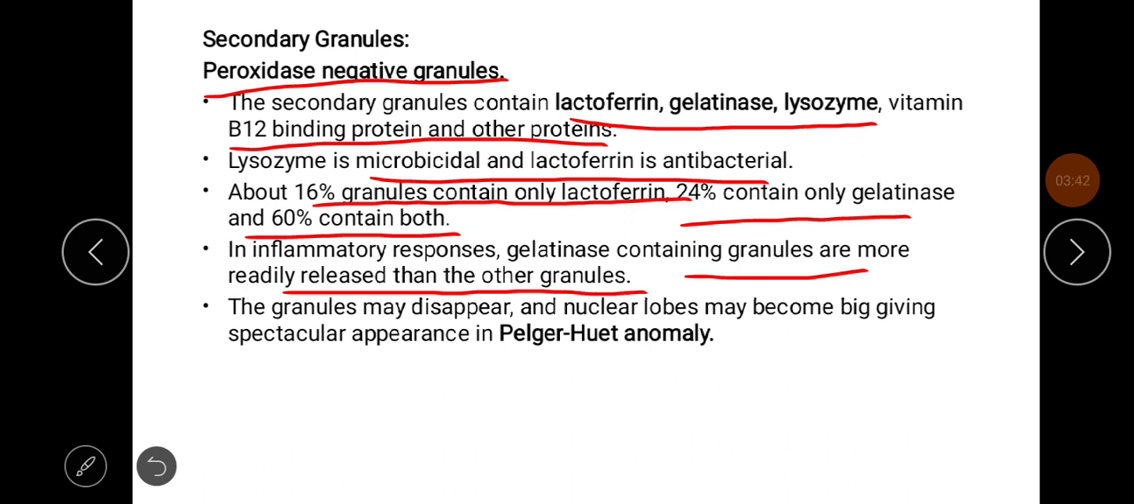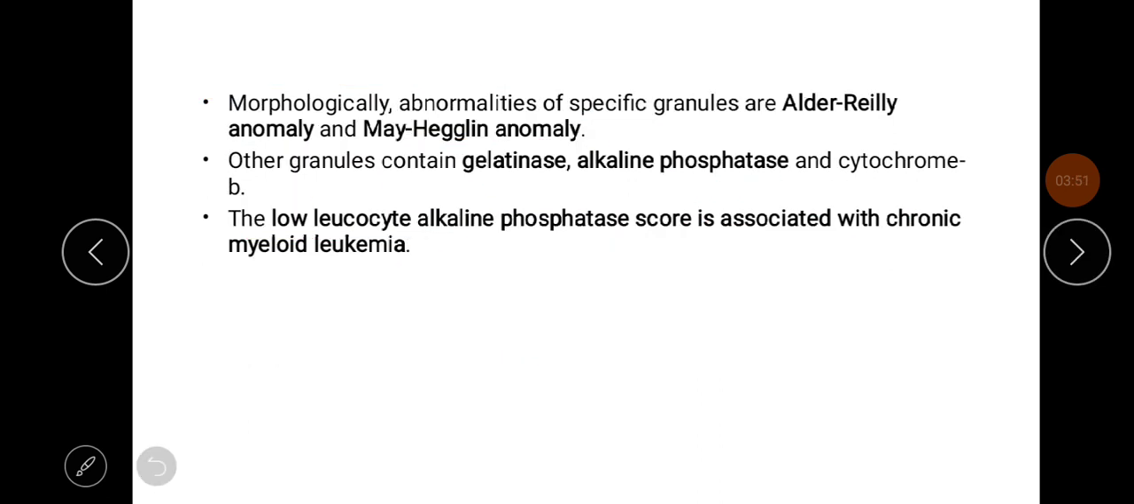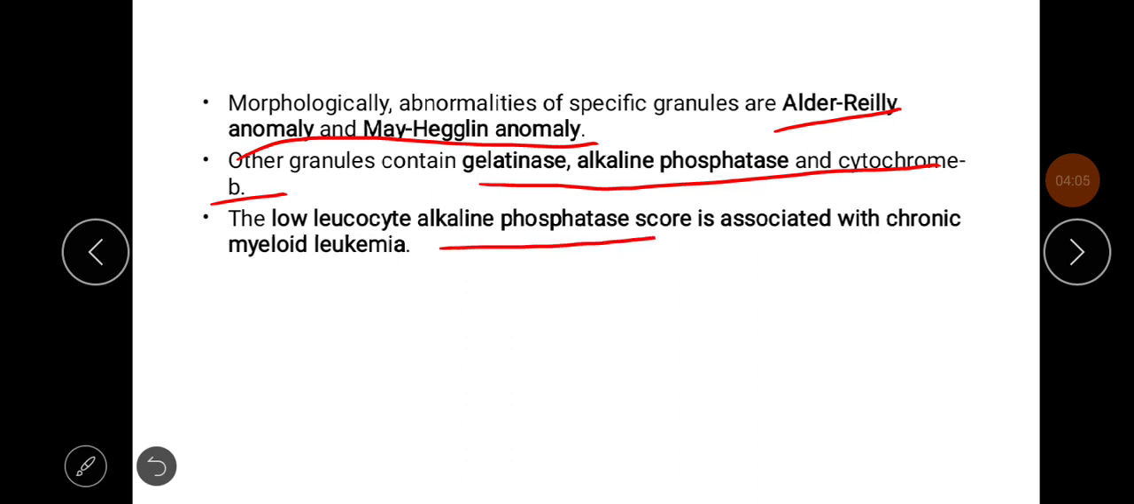The granules may disappear and nuclear lobes may become big, giving a spectacle appearance in Pelger-Huet anomaly. Morphologically, the abnormalities of specific granules are Alder-Reilly anomaly and May-Hegglin anomaly. The other granules contain gelatinase, alkaline phosphatase, and cytochrome B. A low leukocyte alkaline phosphatase score is associated with chronic myeloid leukemia.